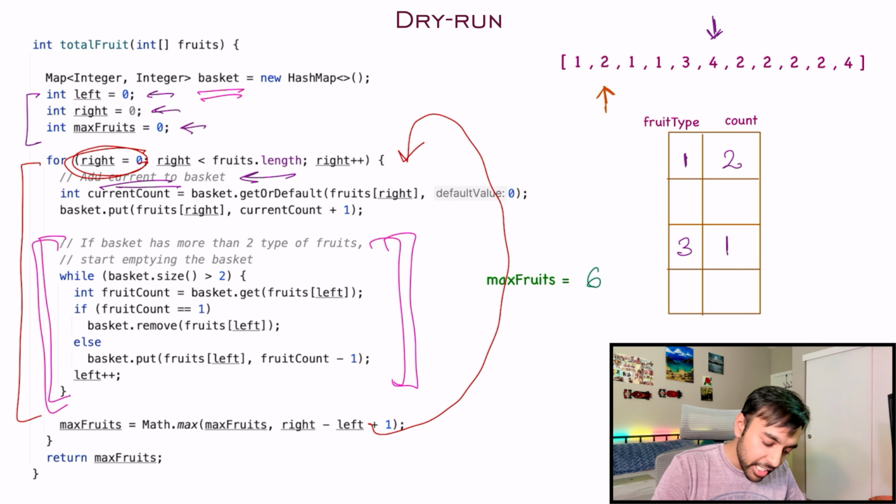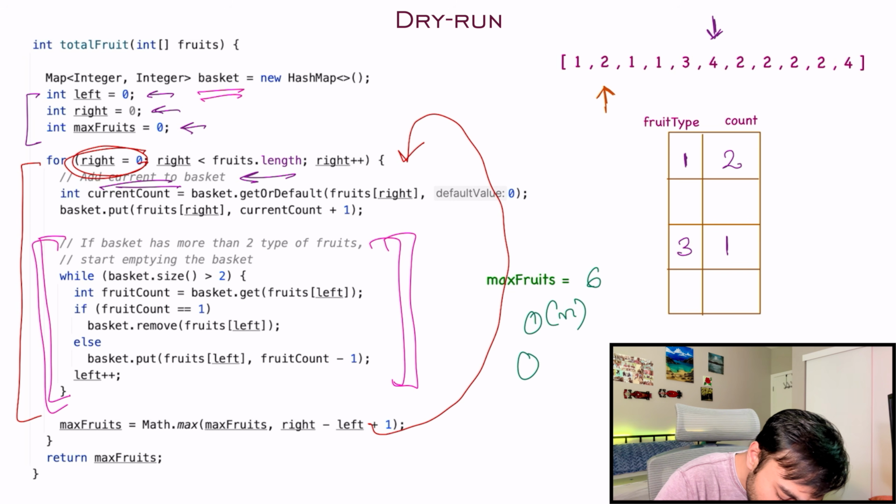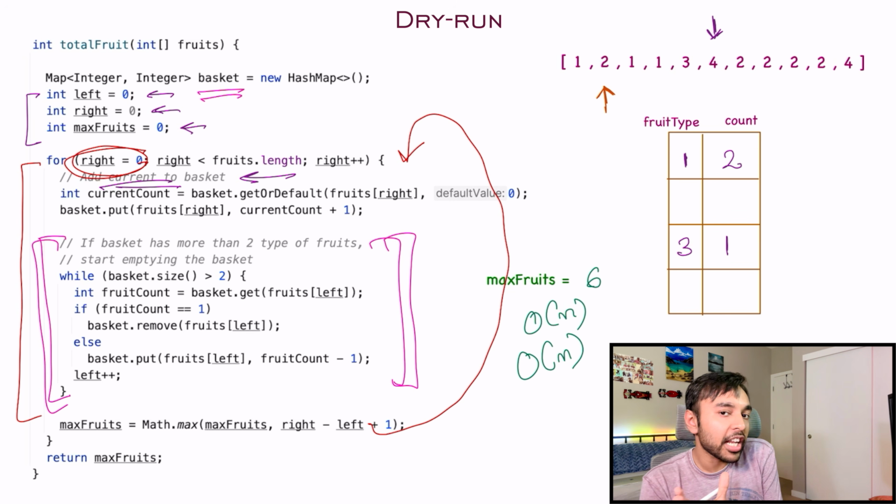The time complexity of this solution will be order of n because we iterate through the array only once. And the space complexity of this solution will also be order of n because we use a hash map to store the type of fruits that we have. I hope I was able to simplify the problem and its solution for you.